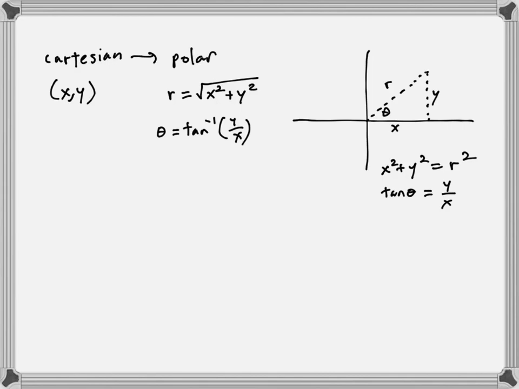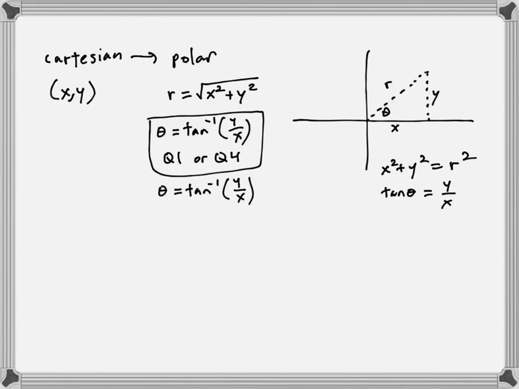However, arctan only gives you angles that are in quadrant 1 or quadrant 4. So if your point is in quadrant 1 or quadrant 4, then you just use arctan. However, if your point is in quadrant 2 or quadrant 3, then arctan will actually be off by pi. And so you're going to use theta is arctan of y over x plus pi if you are in quadrant 2 or quadrant 3.